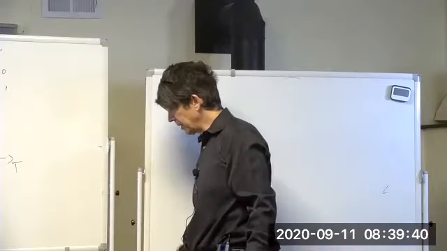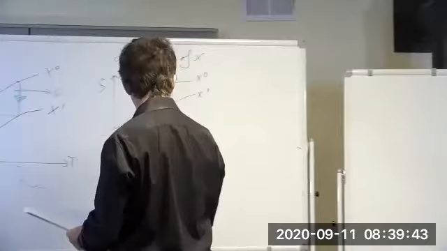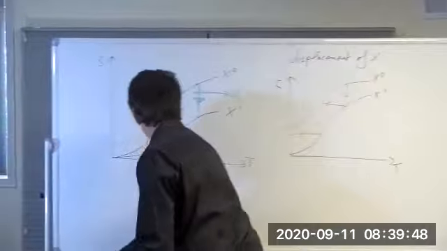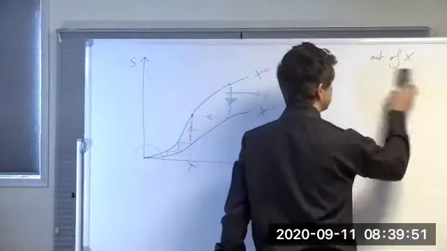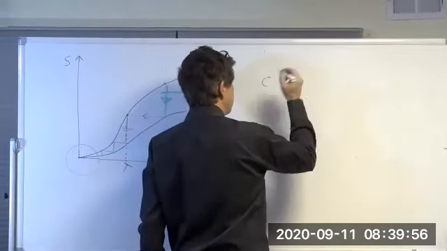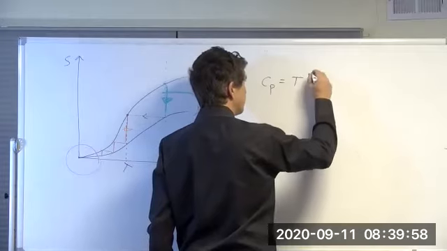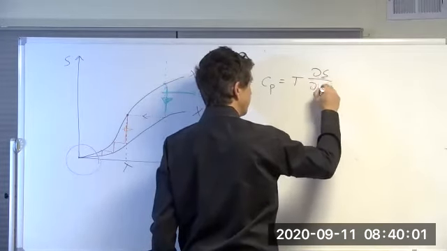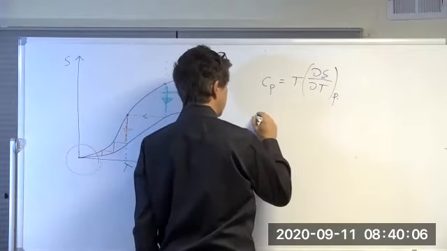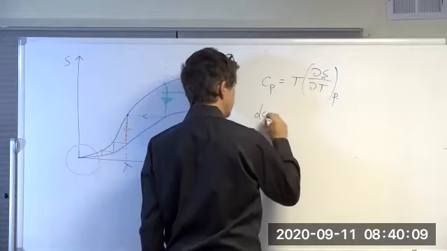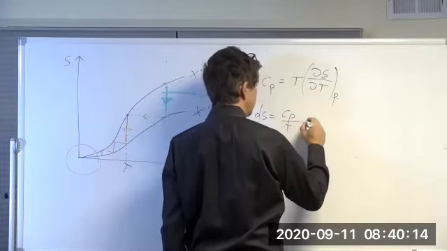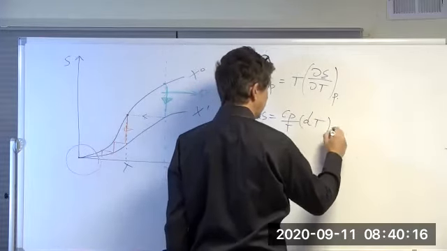Oh, let me ask you something else. Let me erase something because I need space. Since, let's say, Cp is T times dS/dT, and this should be specific heat capacity at constant P, right? So I'm going to rewrite this as dS is Cp over T dT, and again, all at constant pressure.